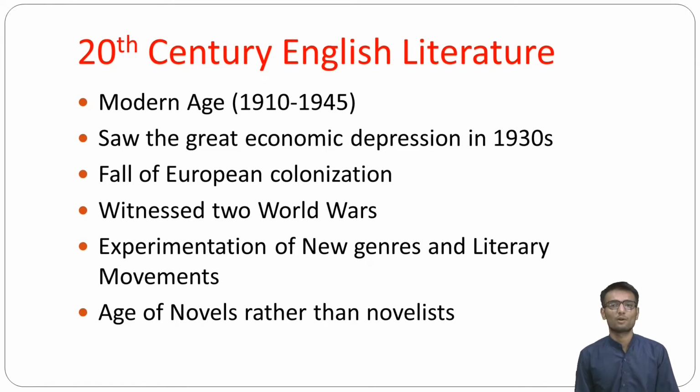Now, the modern era also saw the Great Economic Depression in the 1930s, which started in the USA. Also, because of rebellion, the fall of European colonization started in Southern Asia, and the European colonies started revolting against their oppression and liberating themselves from their colonizers. It also witnessed 2 world wars and experimenting with new genres such as stream of consciousness, and science fiction also started. Realism, surrealism, imagism, stream of consciousness, all the new genres were experimented with by different novelists, poets, and dramatists. That's why one of the most significant forms was the novel, and that's why it is called the Age of Novels rather than novelists.